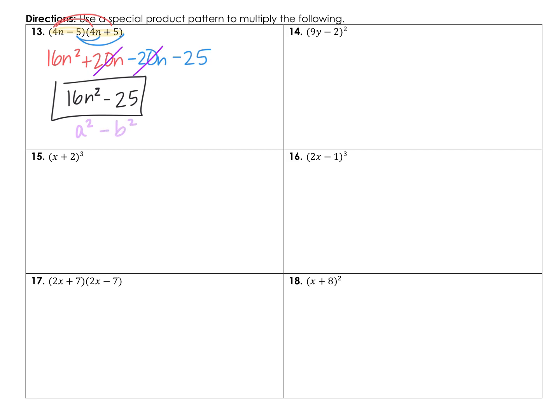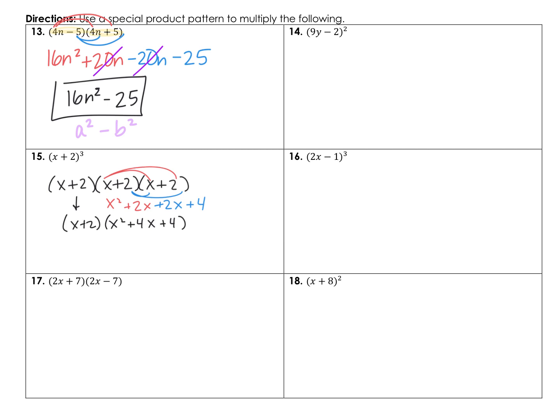Okay, I'm going to bop to 15 real quick. Remember, when I have the exponent of 3, that means there are 3 of these. So I can write it out 3 times. I do the distribution here. Okay, and that would get me x squared plus 4x plus 4. And then remember, you still need to multiply to this guy. So the x plus 2, distribute again.